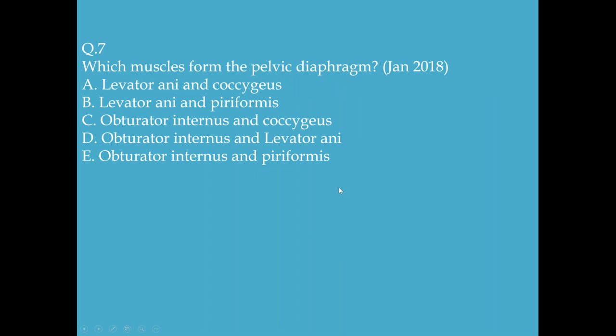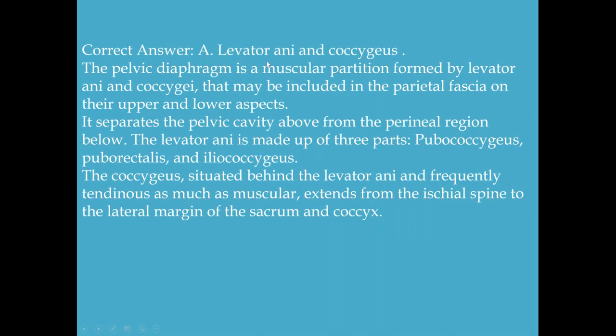Okay, question 7, any volunteer? Which muscles form the pelvic diaphragm? A, levator ani and coccygeus. B, levator ani and piriformis. C, obturator internus and coccygeus. D, obturator internus and levator ani. E, obturator internus and piriformis. A, levator ani and coccygeus. Yes, sure, that is the pelvic diaphragm, only the levator ani and the coccygeus. This is the correct answer, A.